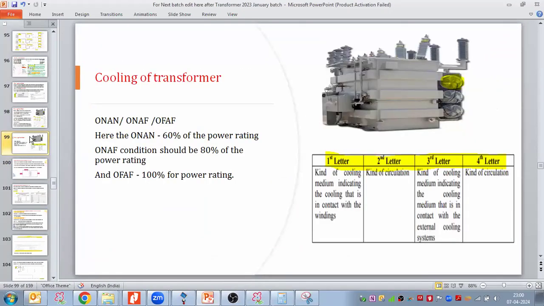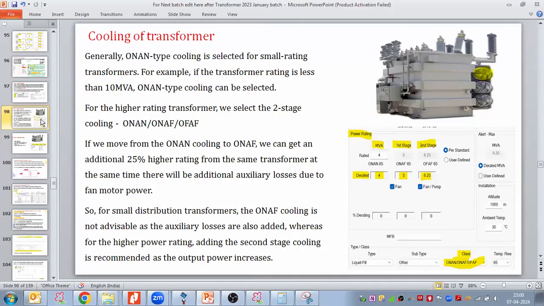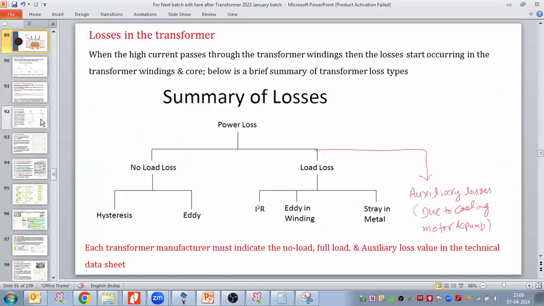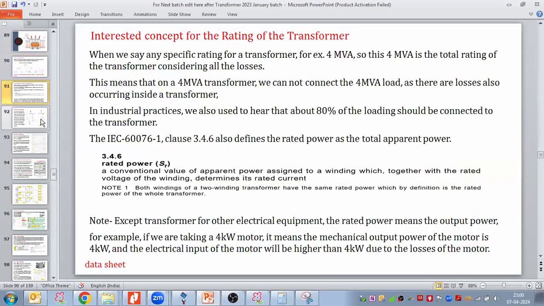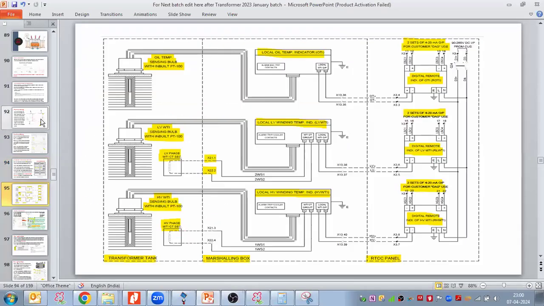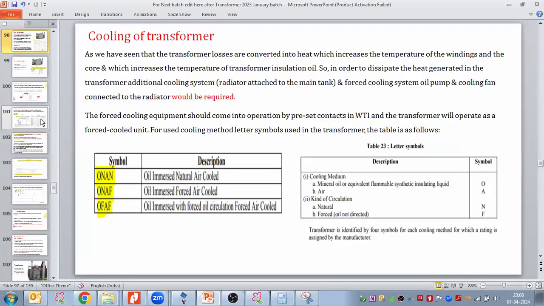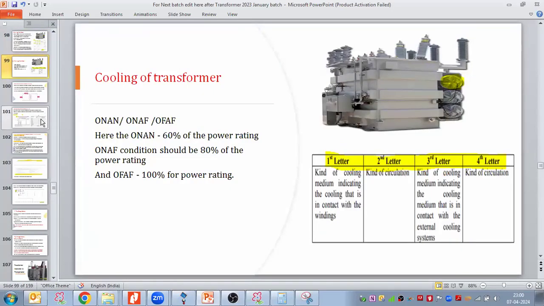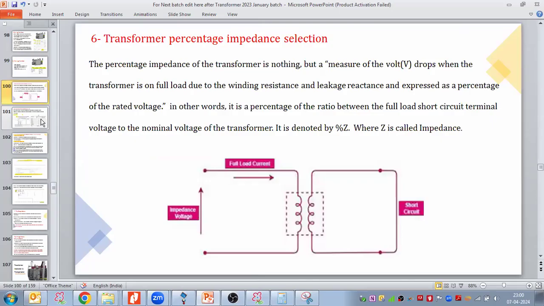Okay, I hope I'm clear with the three concepts we discussed here. Let us summarize those. We discussed the losses, I hope I'm clear on that. Then we discussed the rating, and then loading, deratings, WTI, OTI, and then we discussed the cooling. Now, coming to the next transformer selection parameter, which is the percentage impedance of the transformer. How do we do the impedance selection? This impedance plays a direct role in the short circuit current.